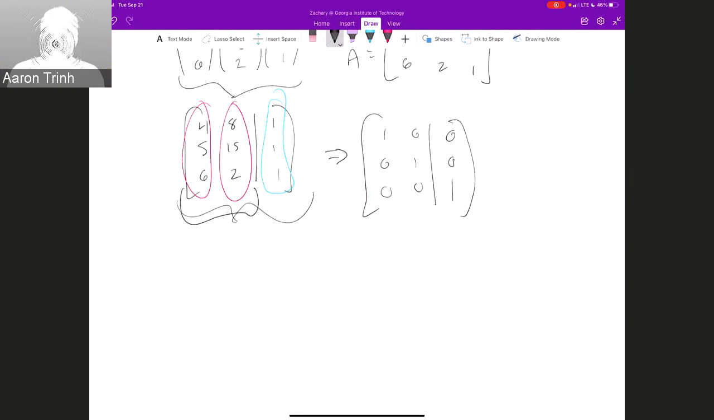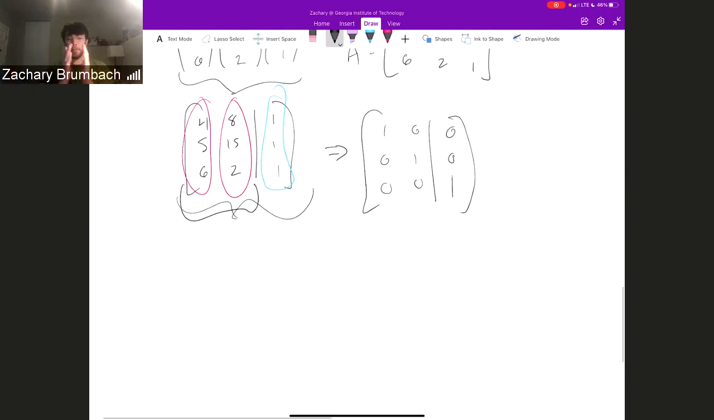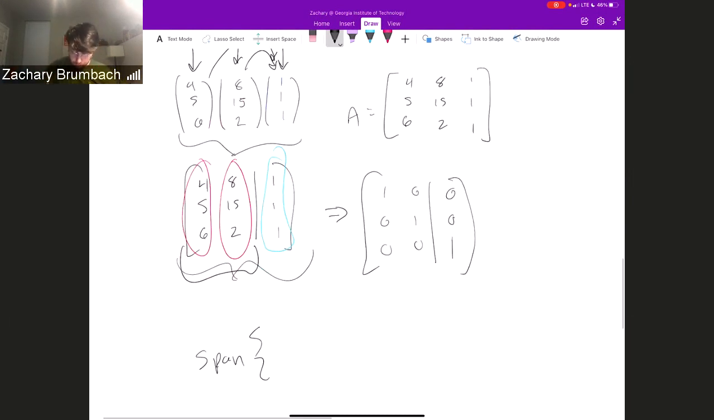Yes, so exactly as someone said in the chat, we have three vectors. None of them are combinations of each other. If you've talked about linear independence at all, not on the exam, these three vectors are linearly independent. You have three vectors, so you would write this as the span of 4, 5, 6, 8, 15, 2, 1, 1, 1. So that's the span of this, or the span of this.